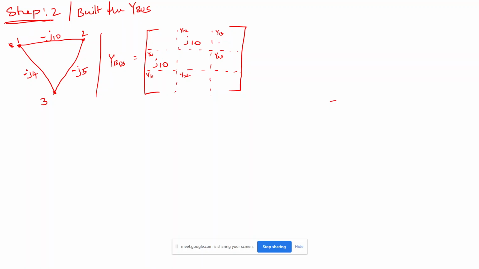And then here what is the value? Y13, j4. Very good. And here j4, and here j5, and here j5. To fill out the diagonal elements, just add these two and put a minus here. If you add these two, you will get minus j14, right? Just add these two here, you will get minus j15, and this value is minus j9. Now our Y bus value is ready, right?